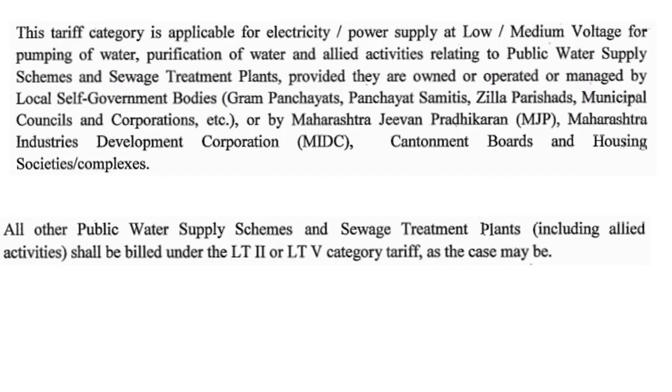Here is a zoomed in view of what we saw in the previous slide, and what it says is that this tariff category is applicable for electricity or power supply at low or medium voltage for pumping water, purification of water and allied activities relating to public water supply schemes and sewage treatment plants, provided they are owned and operated or managed by local self-government bodies such as Gram Panchayats, Panchayat Samitis, Zilla Parishads, municipal councils and corporations, or by Maharashtra Jeevan Pradhikaran, and it also includes cantonment boards and housing societies or complexes.